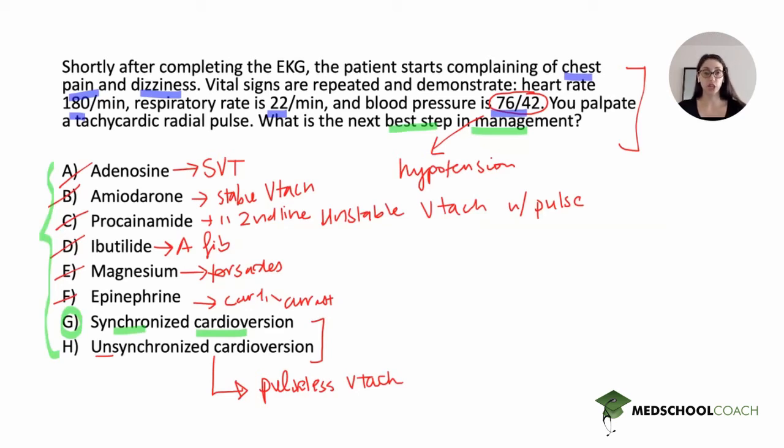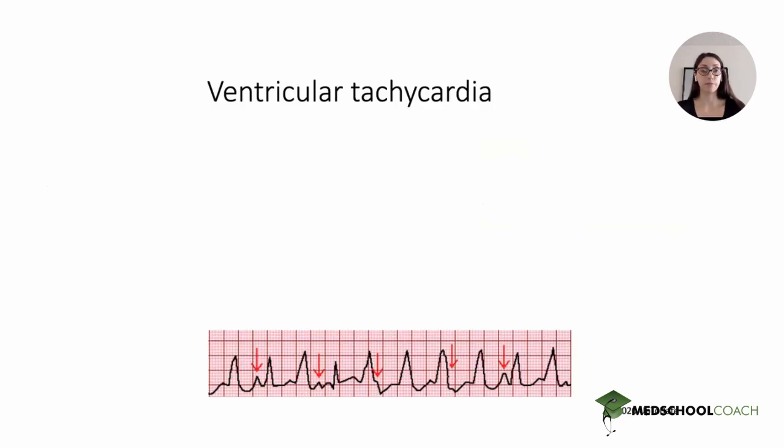So the correct answer was G, and we examined what these other answer choices could have been correct for and why they weren't appropriate here. So now let's take a moment to review very briefly some high yield information about VTAC.